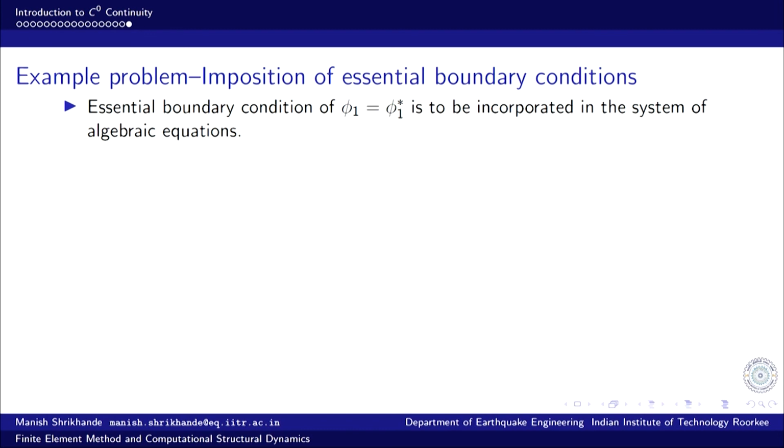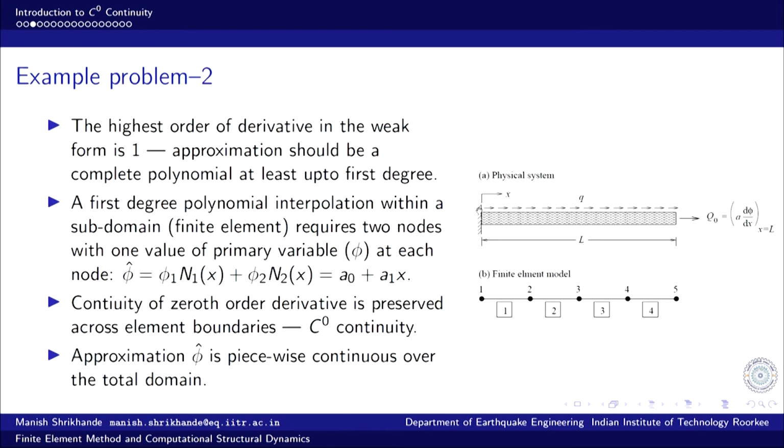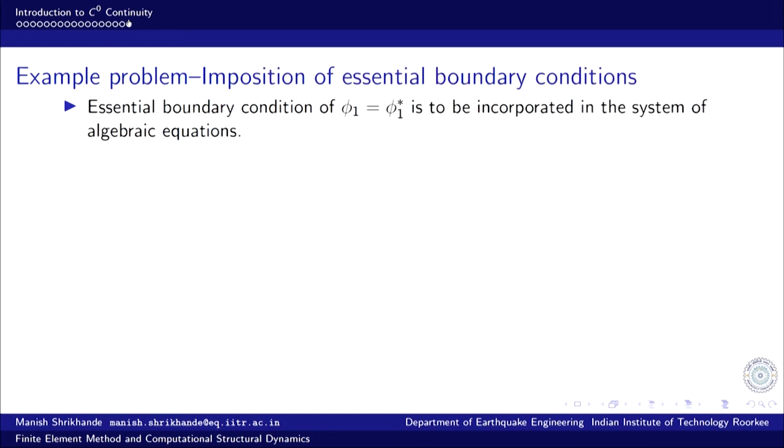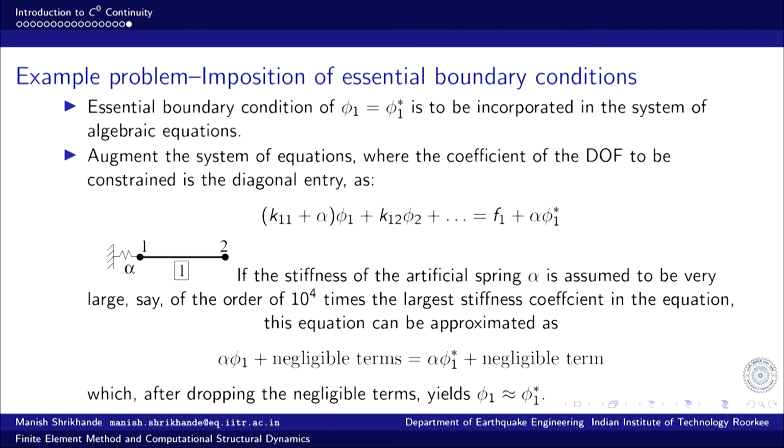Now, the natural boundary condition we already applied. The essential boundary condition is that we need to apply phi at x equal to 0, it has to take some prescribed value. So, that value has to be specified. Let us say that value is phi 1 star, and that has to be incorporated in the system of algebraic equations. There are several ways of doing that. The easiest thing to do is what we call the stiff spring approach.